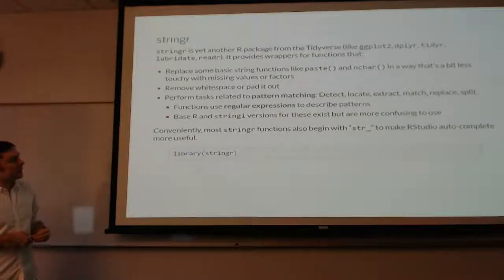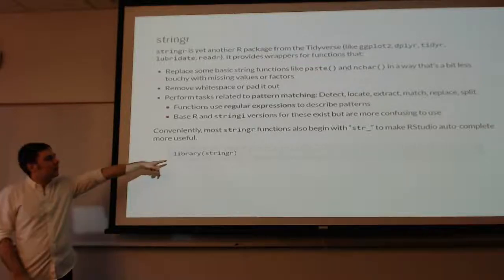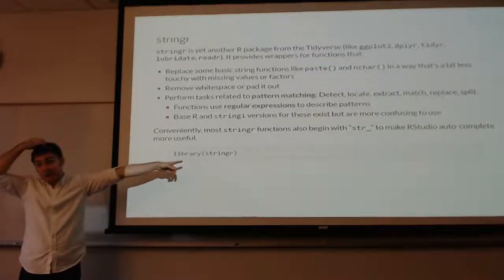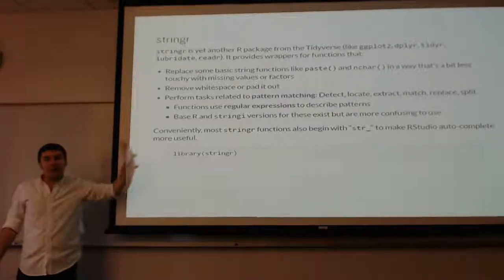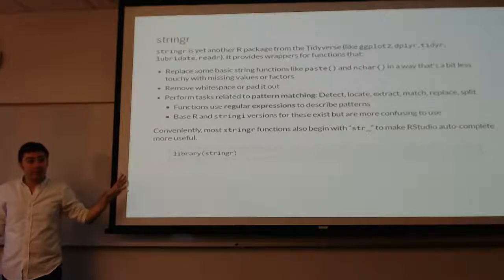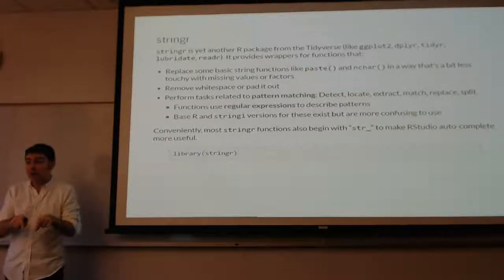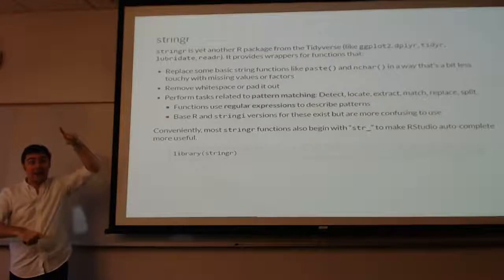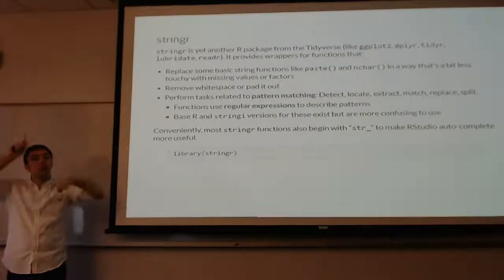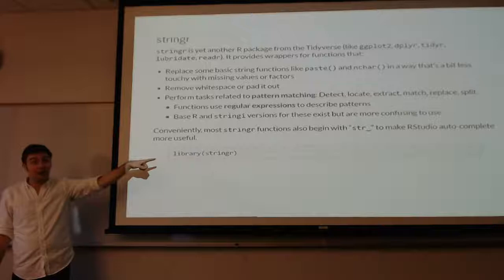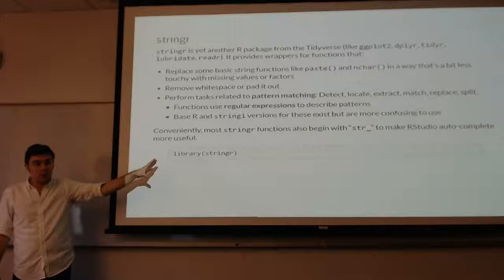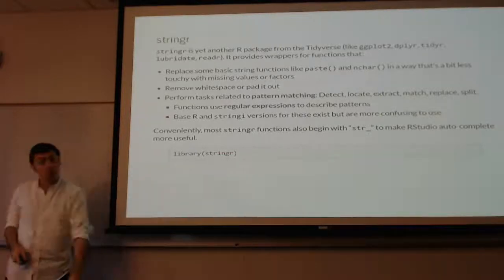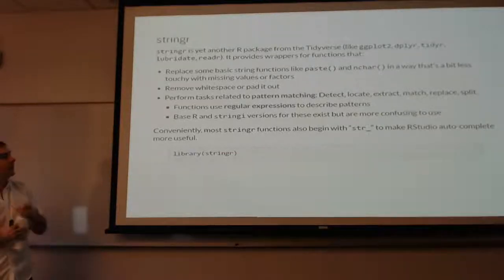One of the nicest things about Stringer is that every single function in Stringer that isn't a minor convenience function begins with str underscore. So if you want to do anything to strings and you can't remember what that function is named, in RStudio type str underscore and tab to bring up the autocomplete, and just scroll through the menu. Every function you're going to get is a Stringer function, and since they have intuitive names, you'll probably be able to figure out what it is you want to do. I find this to be really nice, and I wish more packages would do uniform names.